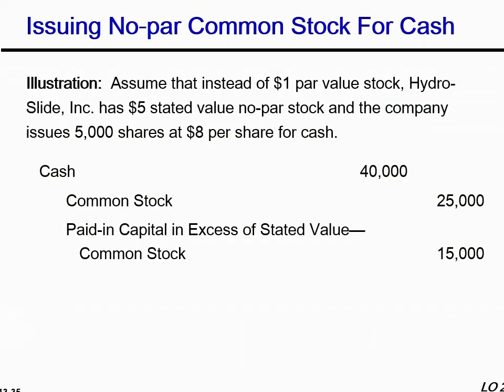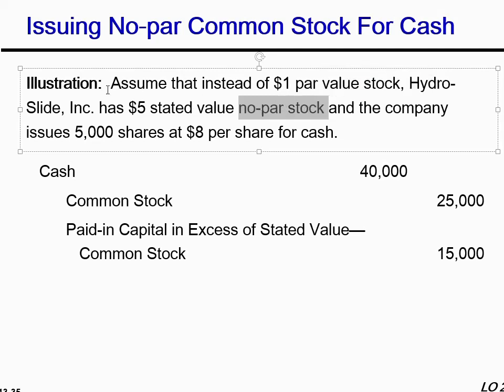Let's move towards the second case, which is we are issuing shares with no par value, but yes, we have a stated value. Assume that instead of $1 par value stock, Hydroslide Incorporation has $5 stated value, no par common stock. So the common stock does not have a par value, but management has assigned it a $5 stated value. Stated value is treated exactly like par value. The company issues 5,000 shares at a price of $8 each.